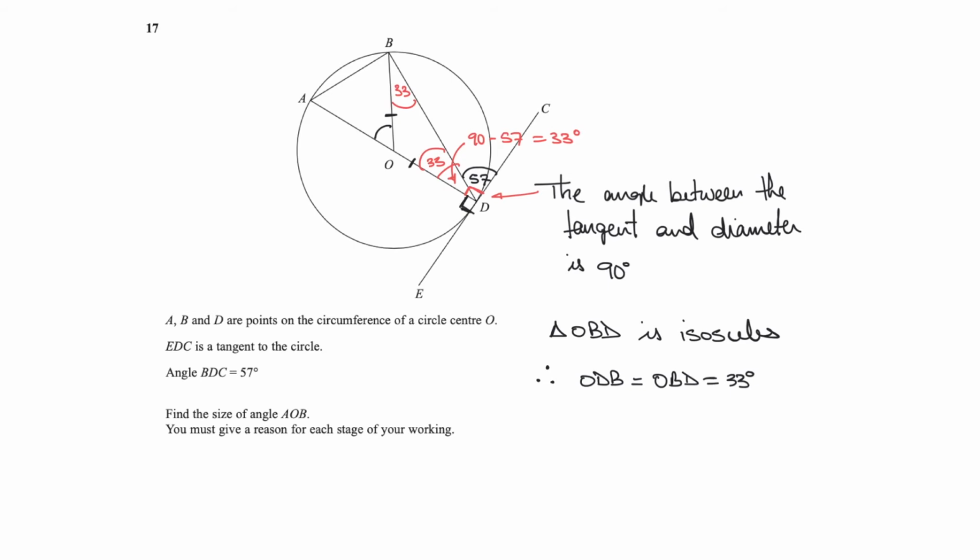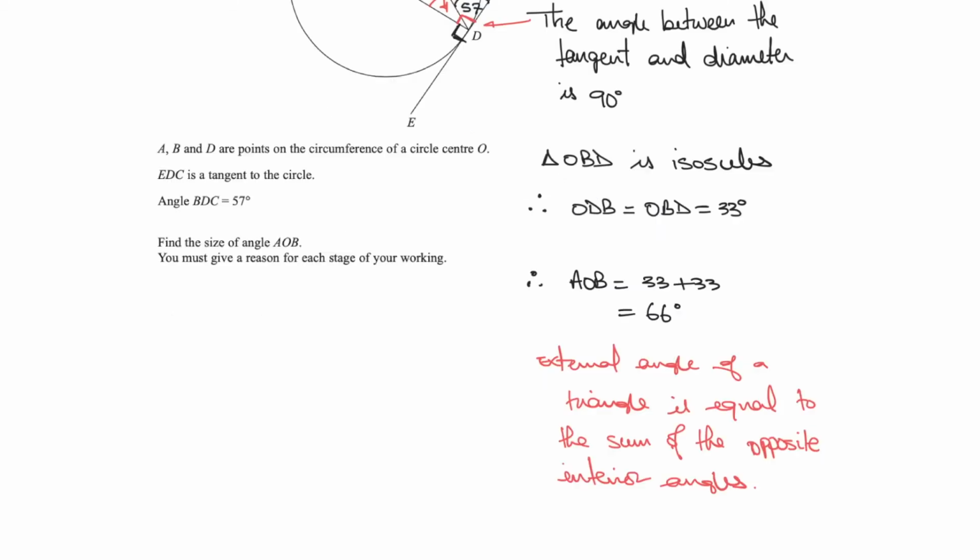Now that I know that is 33 degrees, I can say that the angle they asked me to find, AOB, is going to be equal to 33 add 33, which is equal to 66 degrees. And this is finished. Now let me say why. That's because the exterior angle of a triangle is equal to the sum of the opposite interior angles, and this is done.